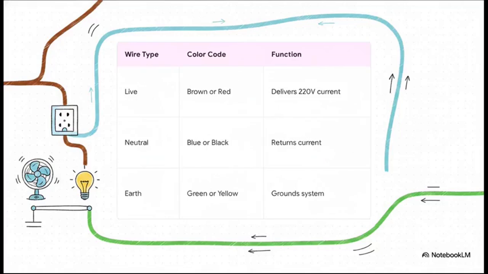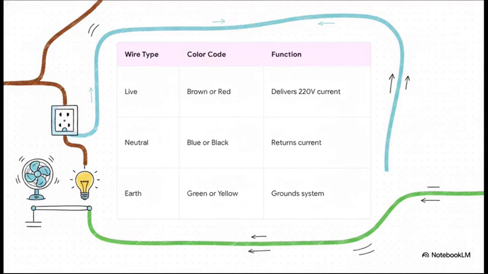Your home setup relies on three very specific insulated wires working together. The live wire, usually brown or red, brings the current in at a spicy 220 volts. The neutral wire, light blue or black, returns the current to complete the circuit at zero potential. And finally, the earth wire, green or yellow, is your ultimate safety net.